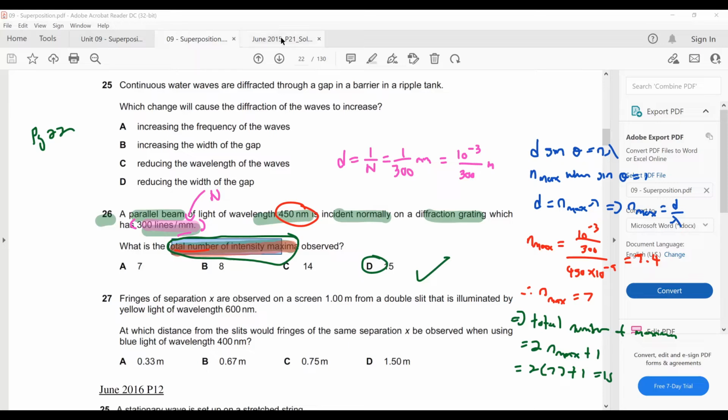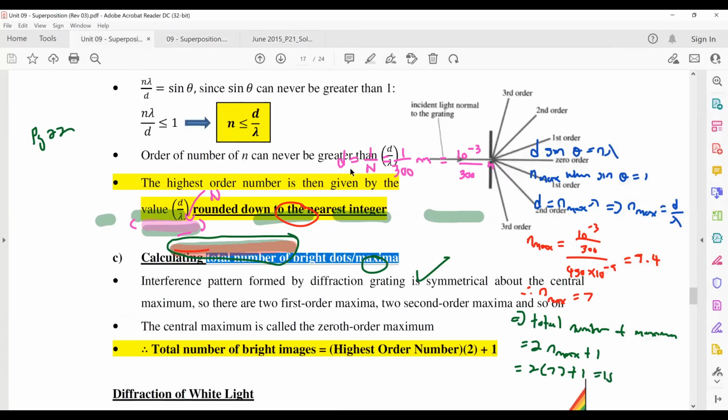So why do you need to multiply by 2 times your n max? Why do you need to plus 1? It is because of what I mentioned inside the notes already, under page 17 of your notes. When your beam of light shines through your diffraction grating, your light will diffract, giving you these beams. They are symmetrical about your center line, which is this one.